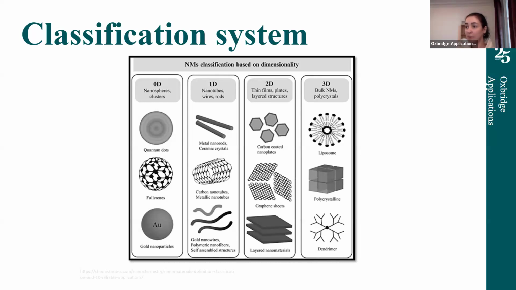Moving then to the two-dimensional nanomaterials. So these are quite common as well. We talked about graphene sheets. We can have layered nanomaterials, or even plates. And then finally, we have the 3-dimensional nanomaterials. So these are our bulk nanomaterials, things like polycrystals or dendrimers as well. And each of these different types of nanomaterials have different applications as well.